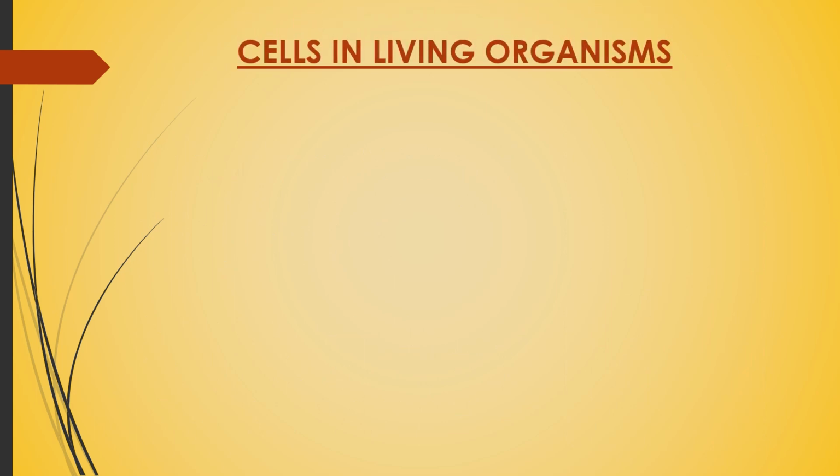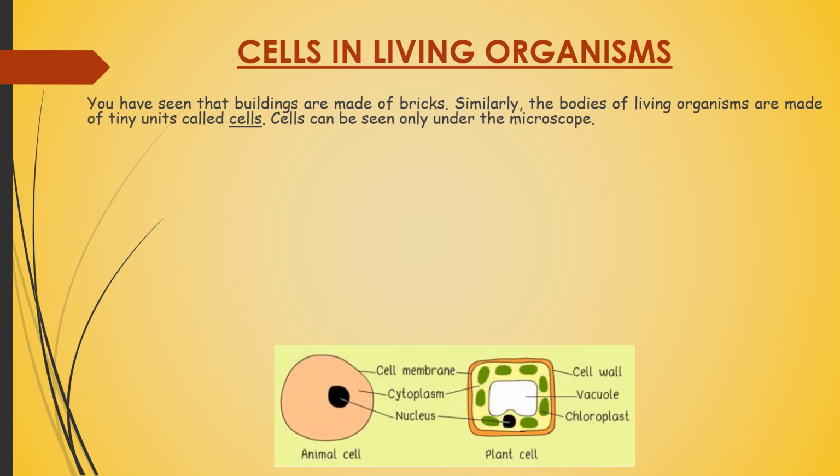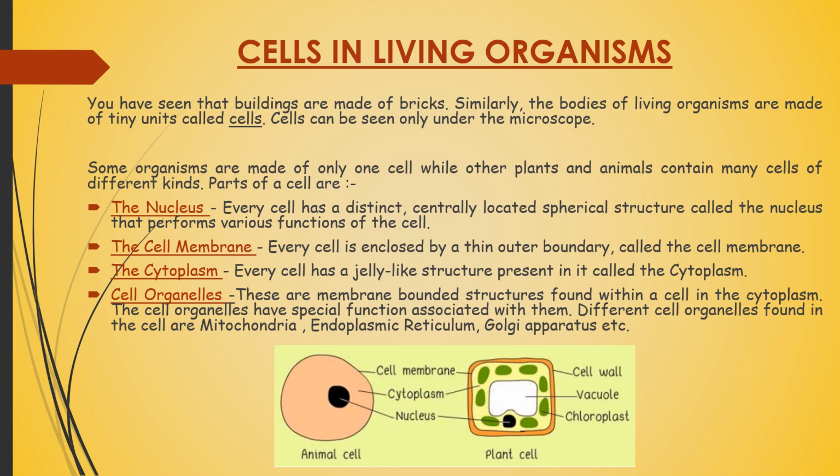Cells in living organisms. Have you seen buildings? Definitely. You have seen that buildings are made up of bricks. Similarly, the bodies of living organisms are made of tiny units called cells. Cells can be seen only under the microscope, means they cannot be seen with the naked eye. Some organisms are made up of only one cell, means they can be visible only under a microscope, while other plants and animals contain many cells of different kinds.